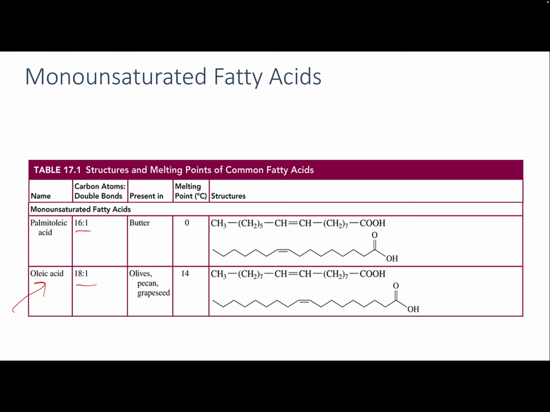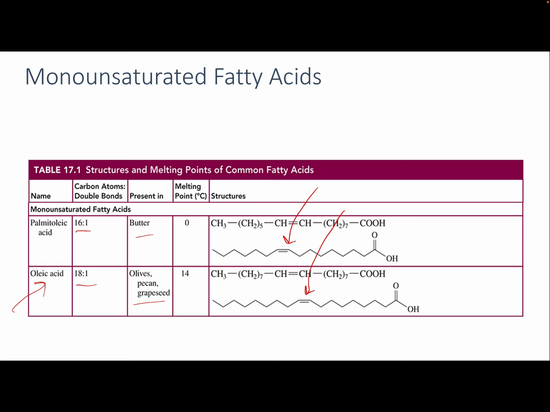Just be aware that different numbered carbons and different numbers of double bonds usually get their own name. Palmitoleic can be found in butter, oleic acid in olives, pecans, and grape seeds. The double bond is often shown in its cis format. Trans double bonds are something different we'll talk about.